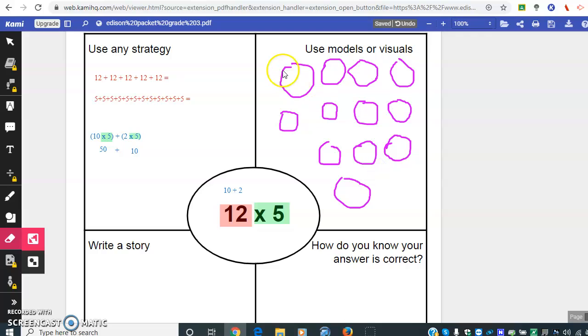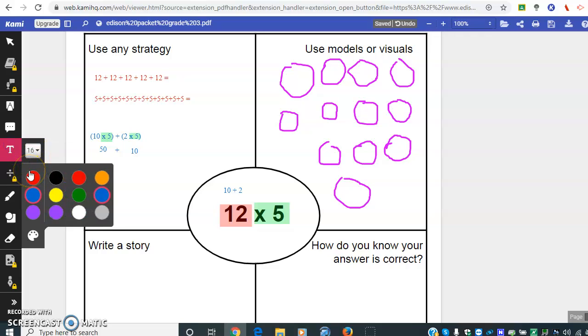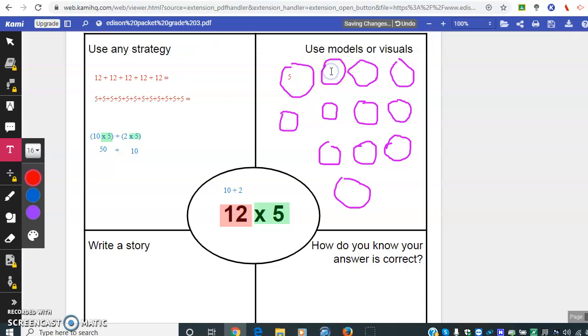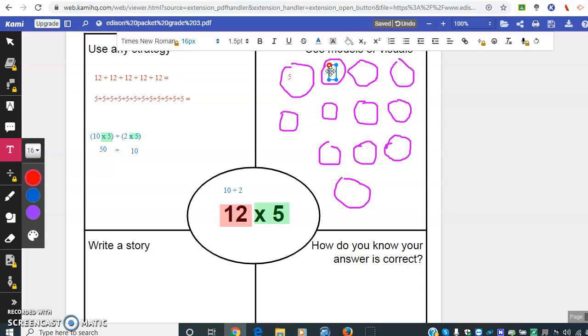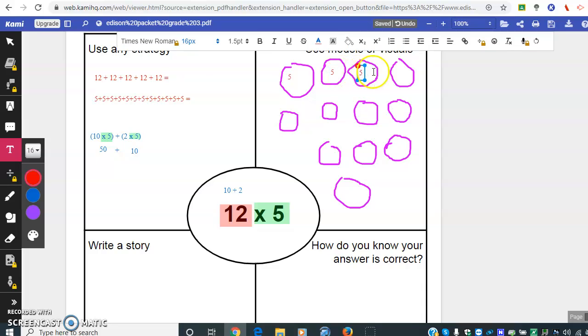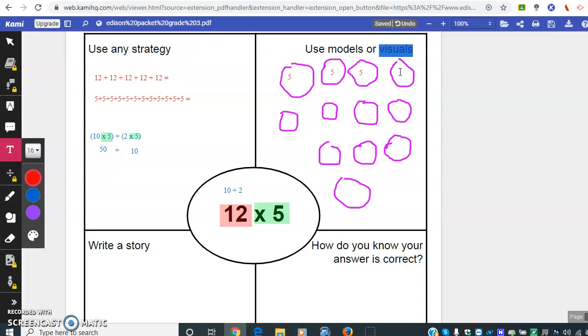Now, the last time I did a model like this, I did some dots inside each circle. 5 dots, 5 dots, 5 dots. But because I have so many groups, I'd rather not. What I would rather do here is instead of drawing in my 5 dots and counting them all up, I'm going to go ahead and just write a 5 in each block, or in each circle, in each group. So I'm going to make a 5 here. And this is a variation on the equal groups model.